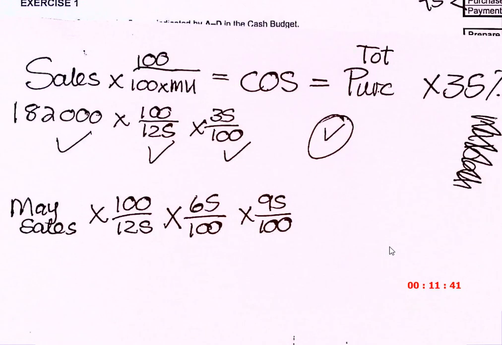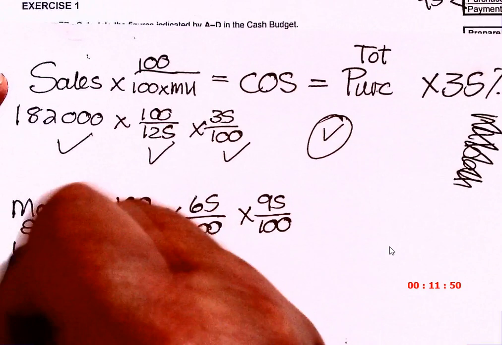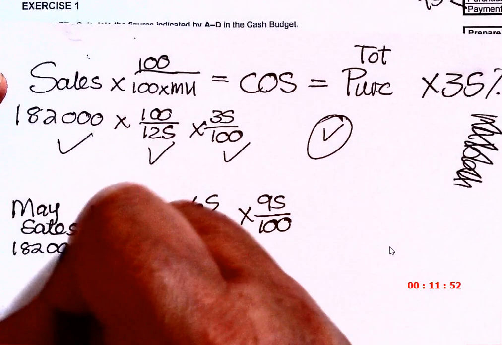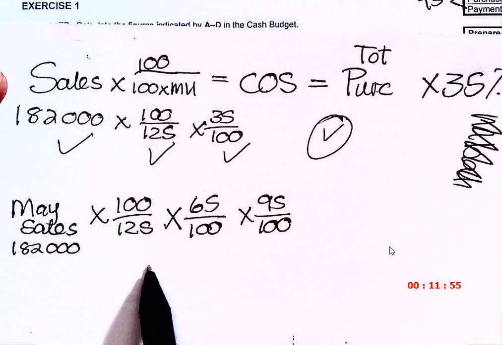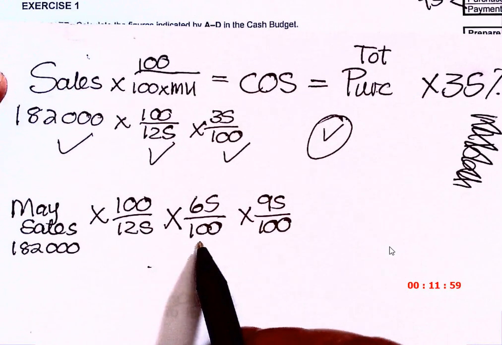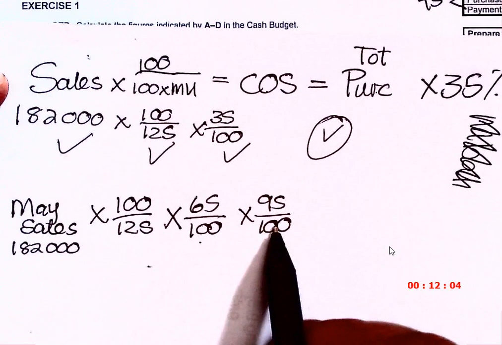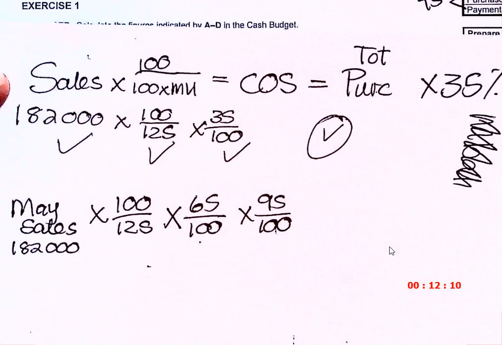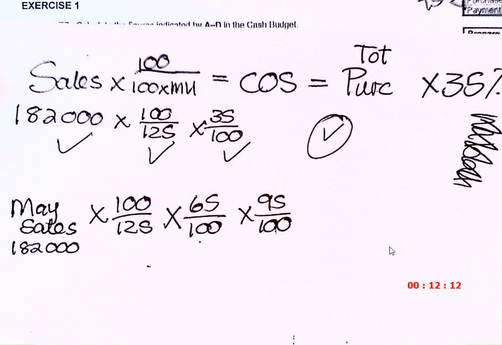So when did I buy it on credit? In May. Okay. So I'm going to take the May sales, which I know is 182, times to get the cost of sales, which is the purchases, times the 65 to get the credit purchases, times the 95 to see how much am I actually paying after discount. Okay? Because I was going to get discount now. And how much is that?